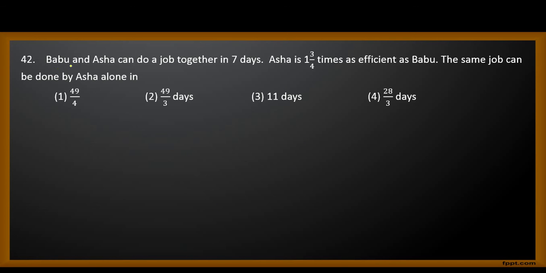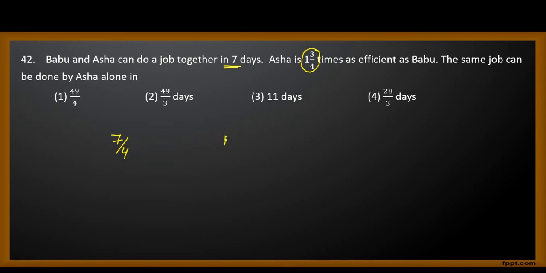Now look at this question. Babu and Asha can do a job together in 7 days. Asha is 1 3/4 times as efficient as Babu. The same job can be done by Asha alone in how many days? Now see the logic of this question. 1 3/4, this is a mixed fraction, converted into a simple fraction, which is 7/4. Okay, this is the fraction. Asha is 7/4 times as efficient as Babu.